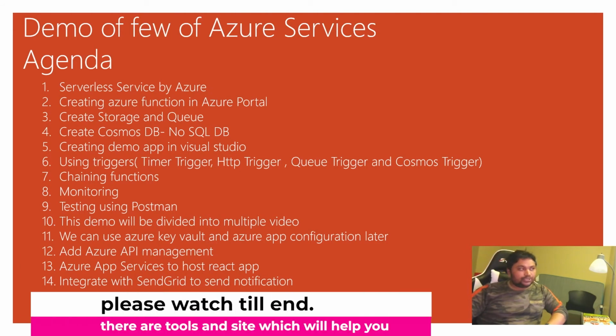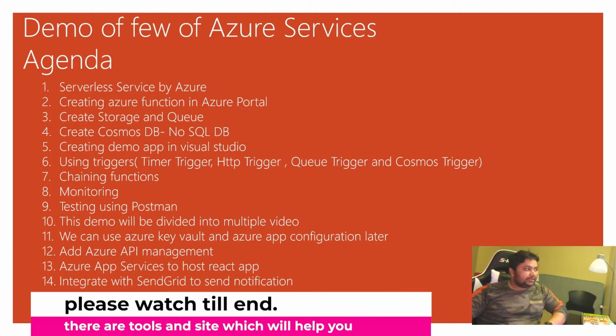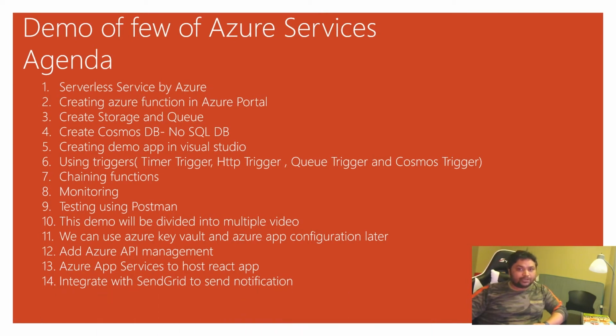use. So the agenda is that I will go through what serverless services are provided by Azure, mainly Azure Functions and other things. Then we will create an Azure Function in the Portal, and create a storage account and a queue inside that. We will create Cosmos DB. Cosmos DB is a NoSQL DB offered by Azure.